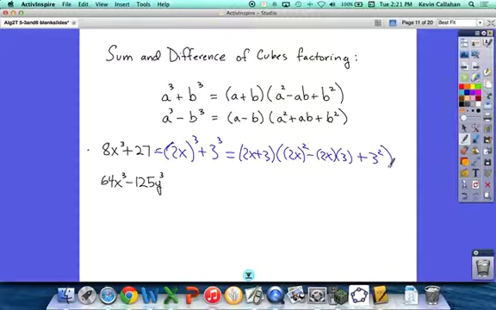Right? This 2x in parentheses squared is 4x squared. And then the 2x times 3 minus 6x plus 9.